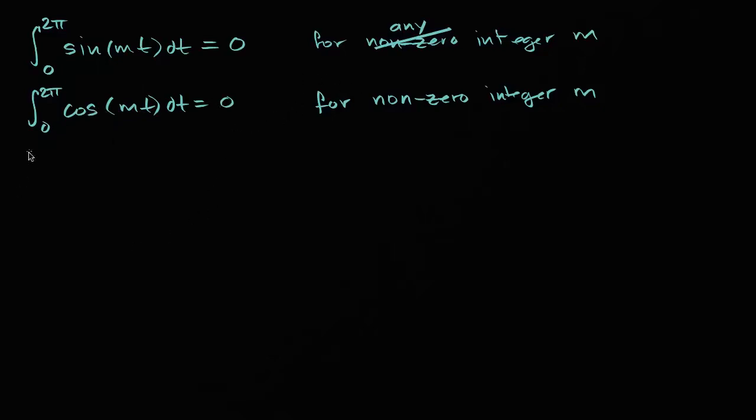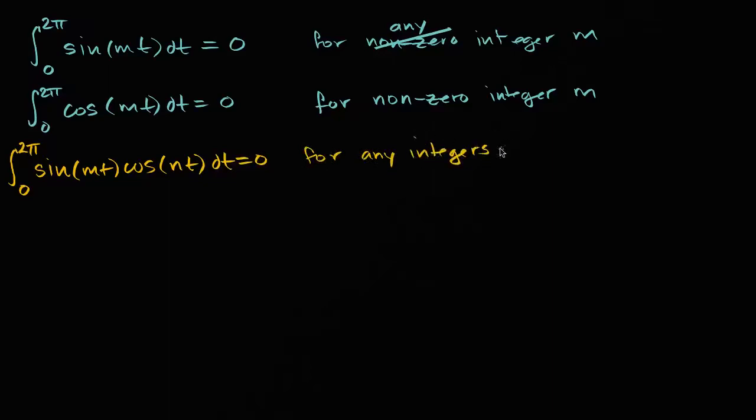So with those two out of the way, let's go a little bit deeper, get a little bit more foundations. So I now want to establish that the definite integral from 0 to 2 pi of sine of mt times cosine of nt dt equals 0 for any integers m and n. And they could even be the same. They don't have to necessarily be different, but they could be different. How do we do this?